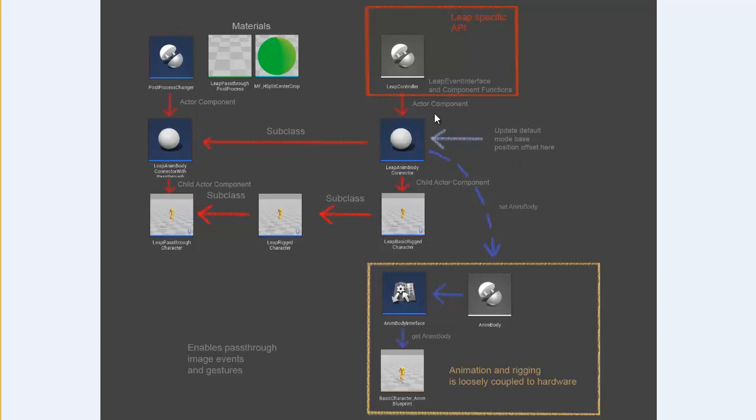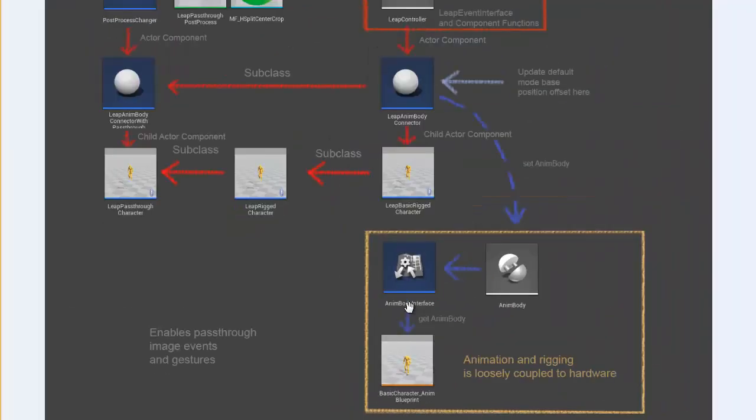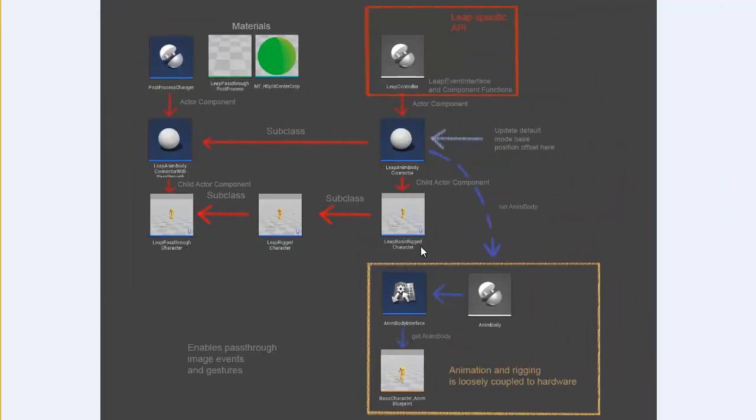The way the convenience content works is that all of the Leap-specific stuff comes from a Leap controller and an event interface, which then is fed into a Leap animation connector. And all of the characters contain this connector. If you want pass-through, then it contains all of the extra stuff. And then separately, the animation blueprint takes the character, finds the animation body, and then maps it to the character animation blueprint. In this case, the collision branches off of the rigged character.